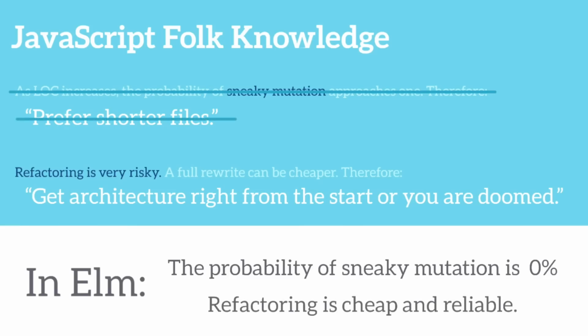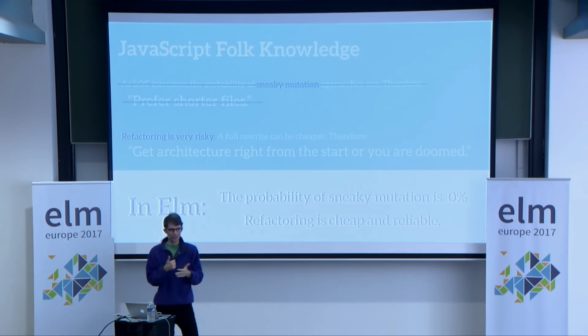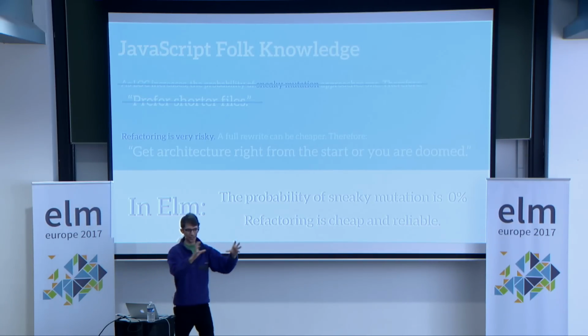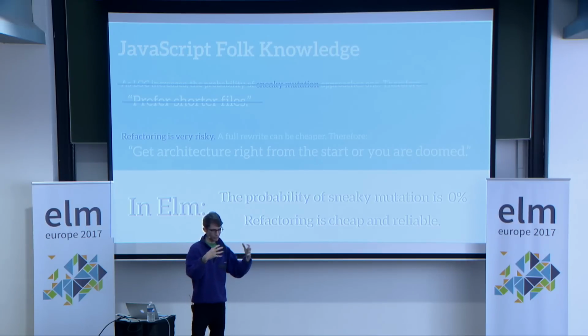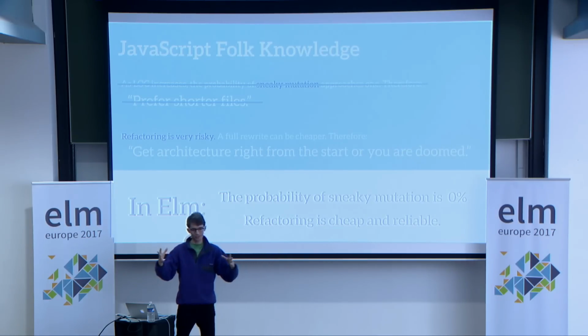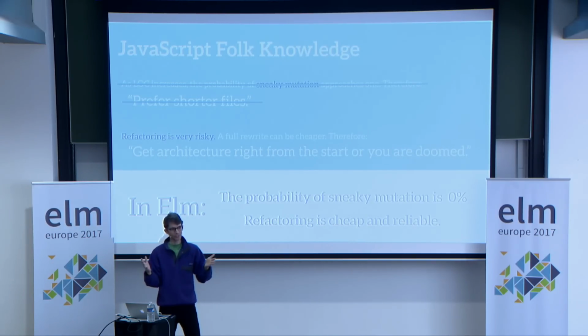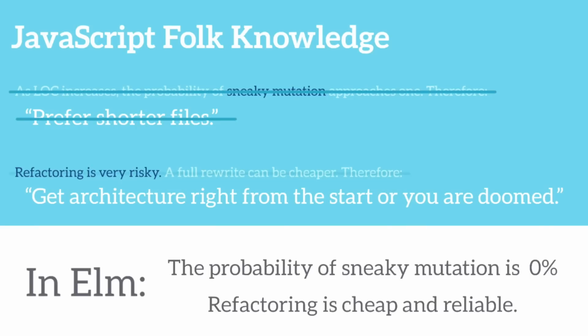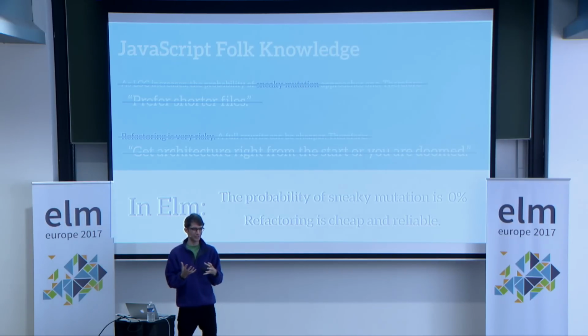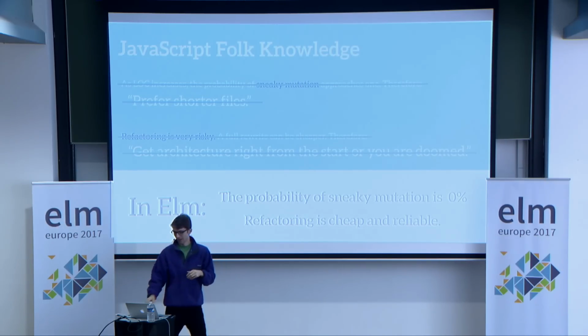Similarly, refactoring is cheap and reliable. You have types to help you out. The compiler is going to guide you through the process. So you can end up changing 10 or 20 files and be pretty confident at the end that things are fine. So again, this premise is gone. And so this idea that the architecture has to be right from the start doesn't really play out in practice.